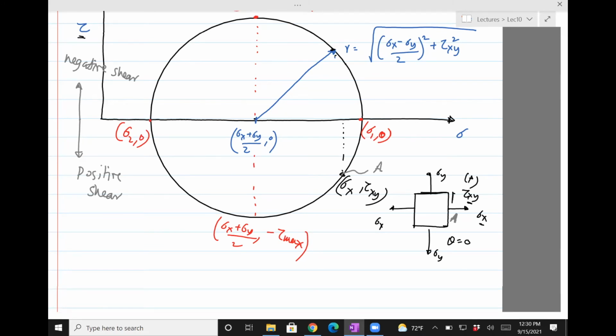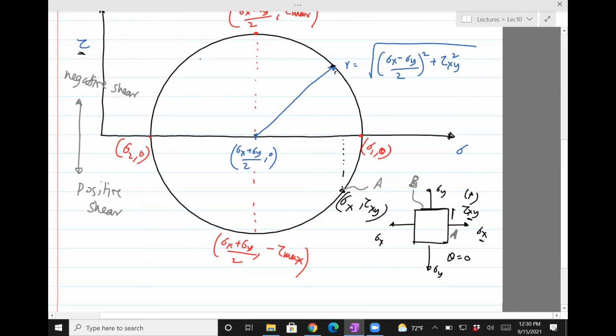To find the stress at the other face, which is B, I do the same thing. I figure out the normal stress, sigma y. It actually turns out it's going to be right here. The reason is that the center of the circle is the arithmetic mean of sigma x and sigma y. So it has to be on the left side, can't be anywhere else.